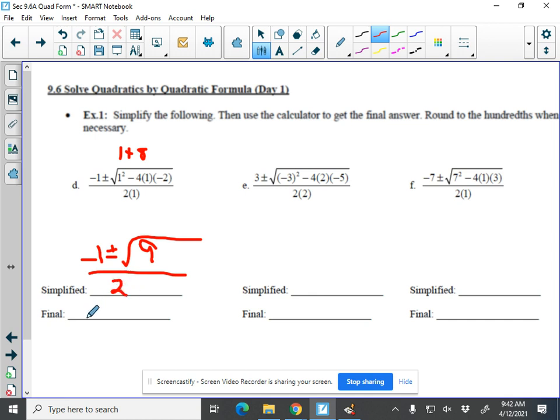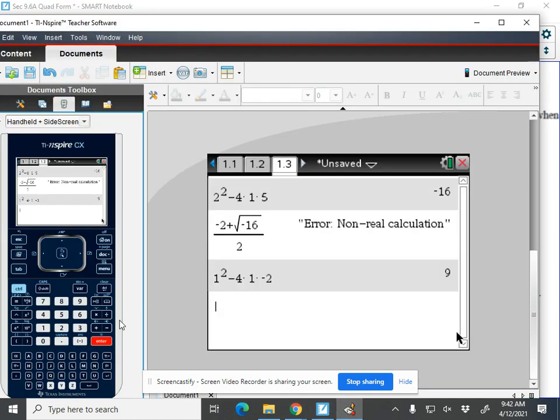Now I'm going to show you, you can try to simplify these yourself. It could be -1 plus or minus 3 over 2. See, because that square root of 9 is 3. Okay, -1 plus 3 is 2, and 2 divided by 2 is 1. That'll be one of the answers. I'm going to see if I got that right.